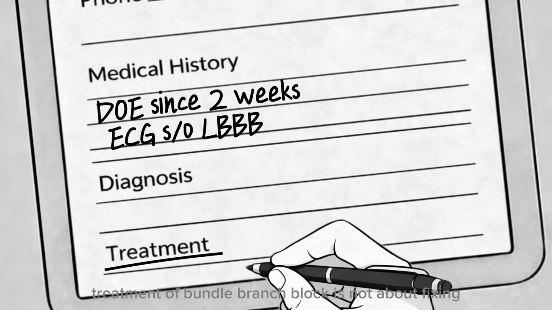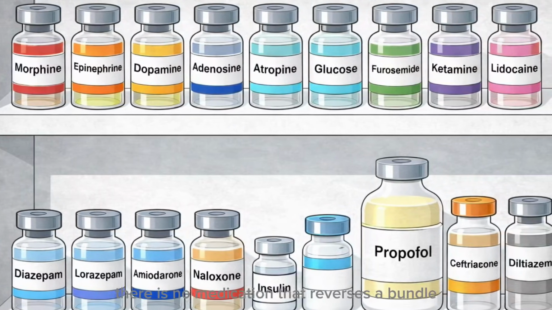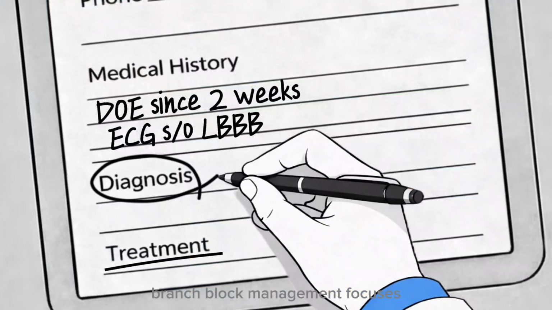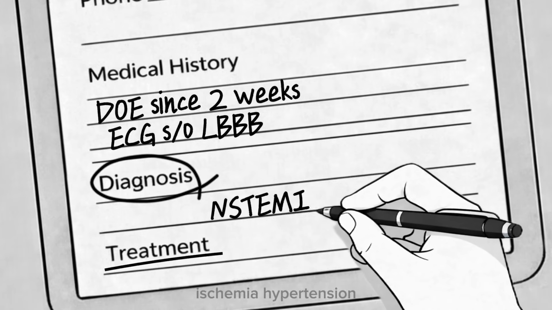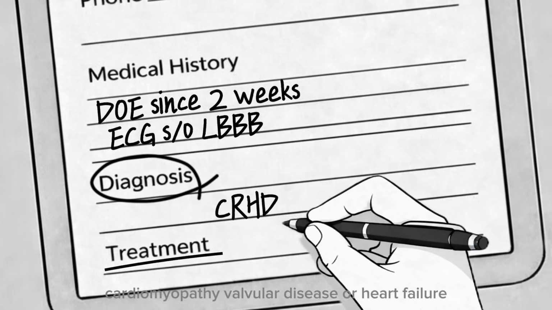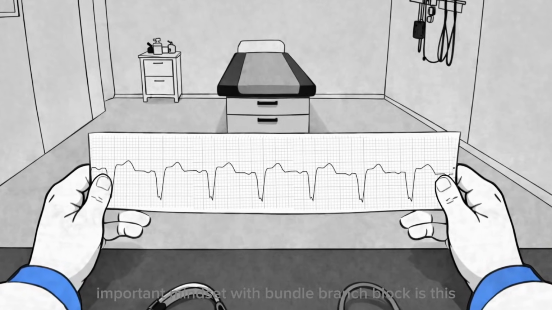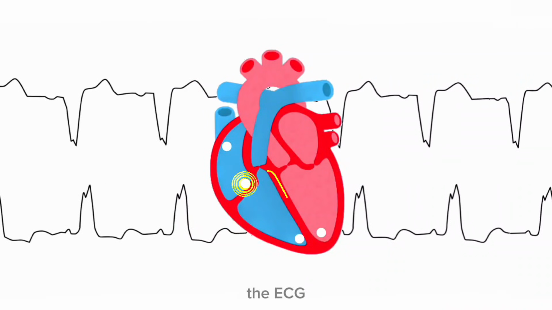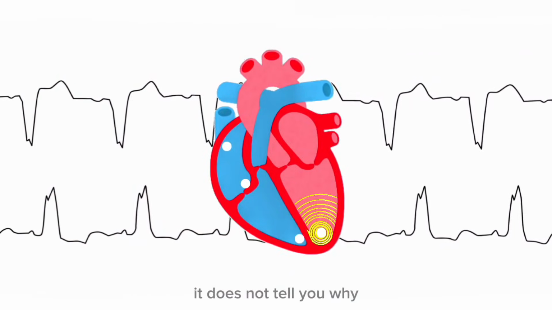Treatment of bundle branch block is not about fixing the ECG. There is no medication that reverses a bundle branch block. Management focuses on identifying and treating the underlying cause: ischemia, hypertension, cardiomyopathy, valvular disease, or heart failure. The most important mindset with bundle branch block is this: the ECG tells you how the ventricles are being activated. It does not tell you why.